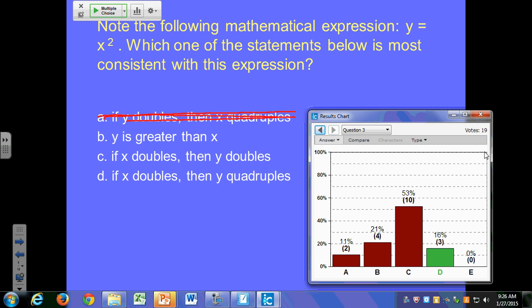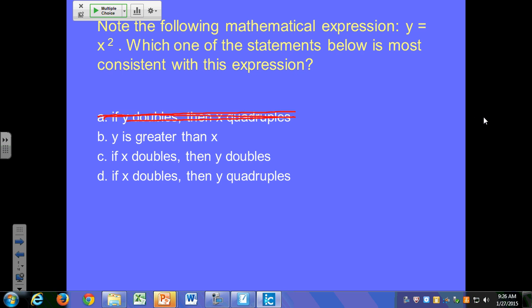D is the right answer. Let me show you. So y equals x squared. This is the way I always like to approach these. Y is equal to x squared. If I double x, then what happens to y? That is, if I multiply x times 2, what do I have to put on the other side of the equation to still make it correct? What do I have to put in front of the y in order to make it correct?